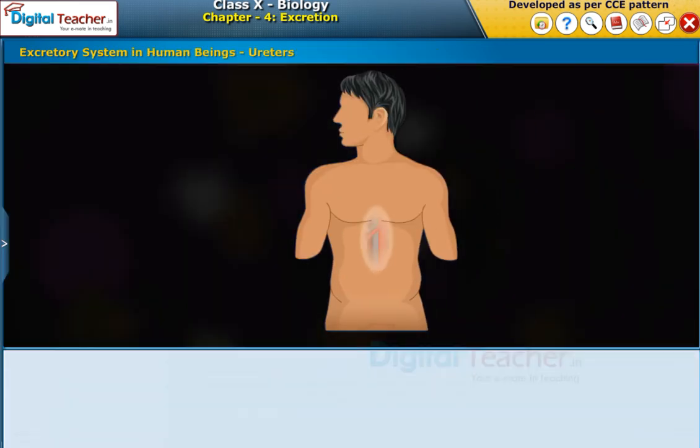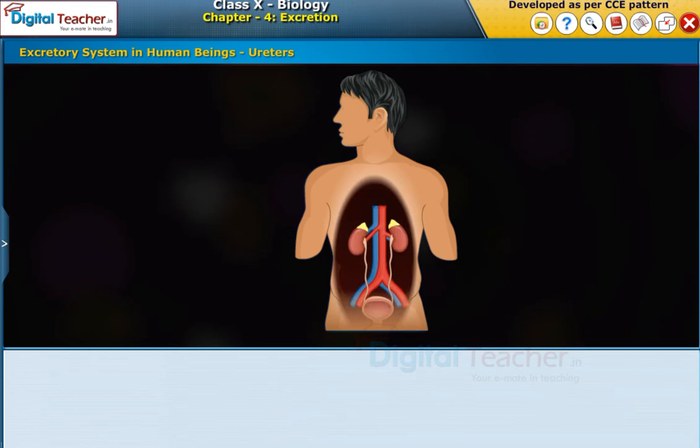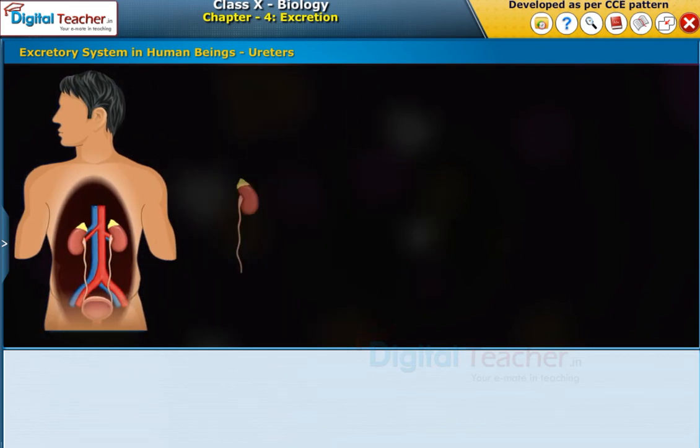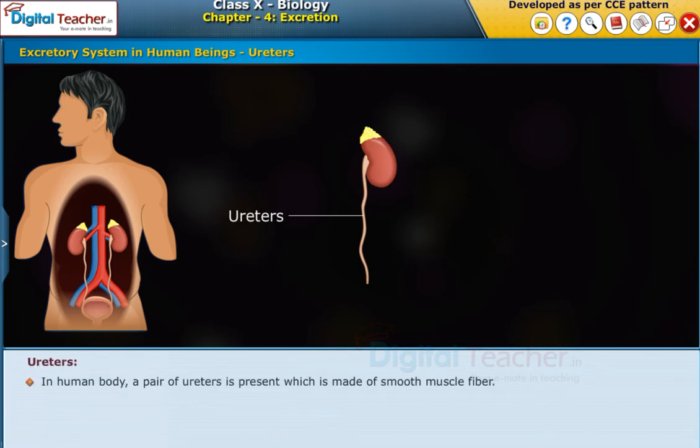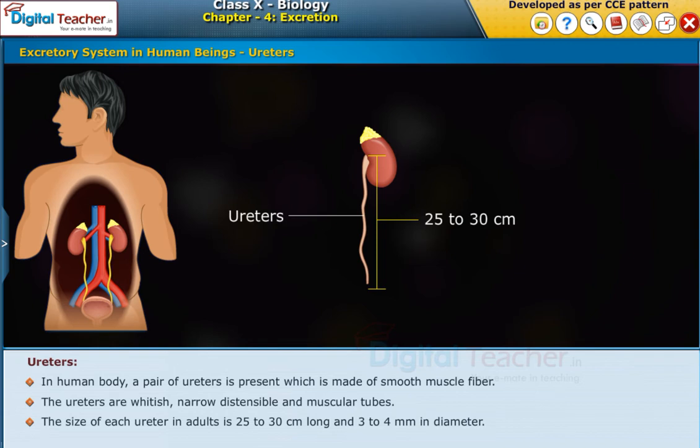Let us discuss the remaining parts of the excretory system. First, let us learn about the function of ureters. In the human body, a pair of ureters is present which is made of smooth muscle fiber. The ureters are whitish, narrow, distensible and muscular tubes. The size of each ureter in adults is 25 to 30 cm long and 3 to 4 mm in diameter.